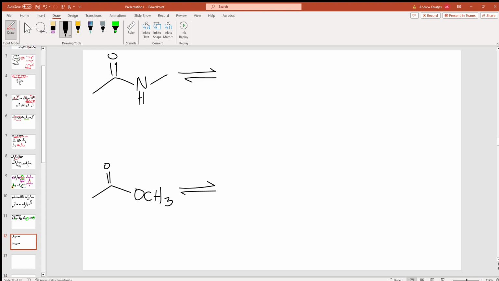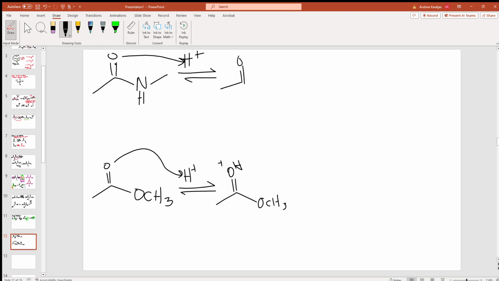So how do we start here? Well, in the case of the ester hydrolysis, by adding acid, we protonate the carbonyl. In this case, exactly the same first step. We protonate what is in this case the amide, but it's still the oxygen of the carbonyl that's being protonated here.